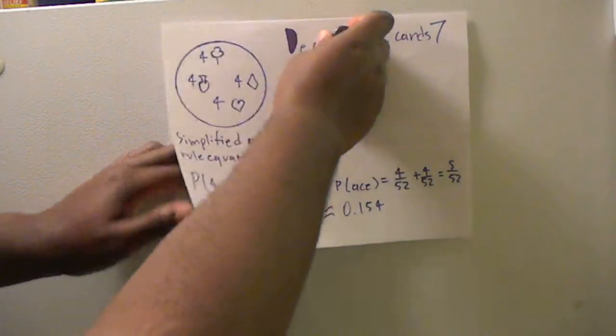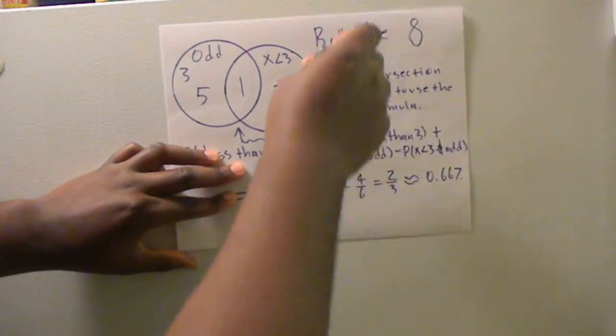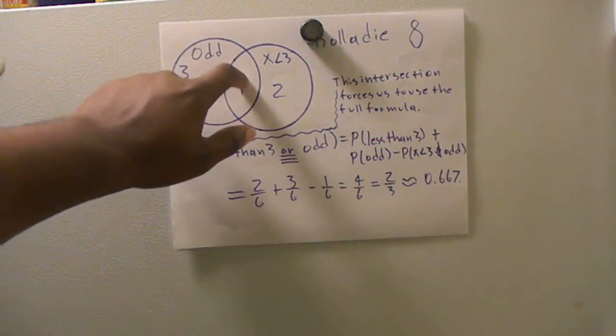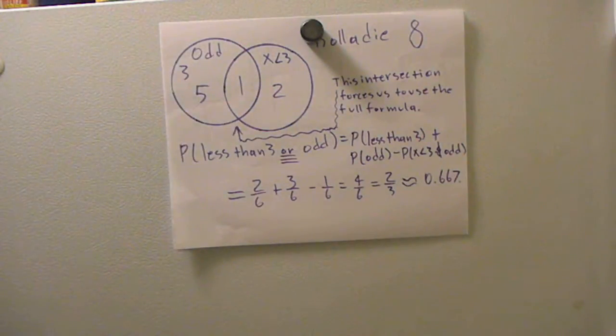For our second problem, rolling a die, the two events are conjoint. They're not mutually exclusive. Given this intersection, this forces us to use the full formula. So we'll be subtracting the probability of A and B.